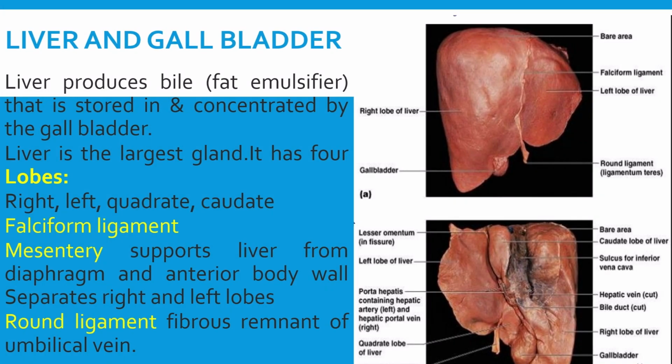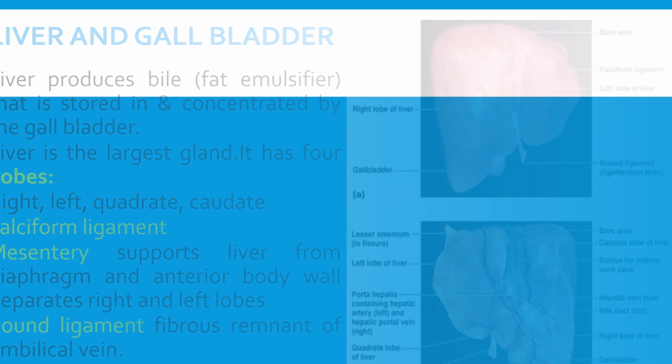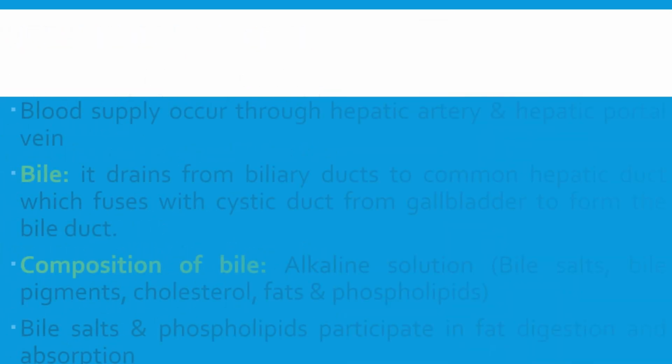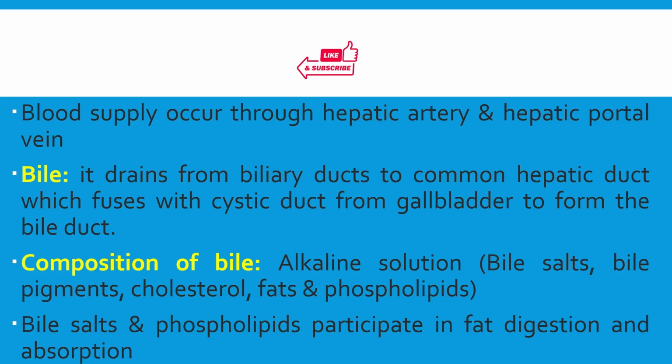The liver is the largest gland. It has 4 lobes, namely right, left, quadrate and caudate. The mesentery supports the liver from the diaphragm and anterior body wall and separates the right and left lobes. The round ligament, the fibrous remnant of the umbilical vein, is also present. Blood supply occurs through the hepatic artery and hepatic portal vein.